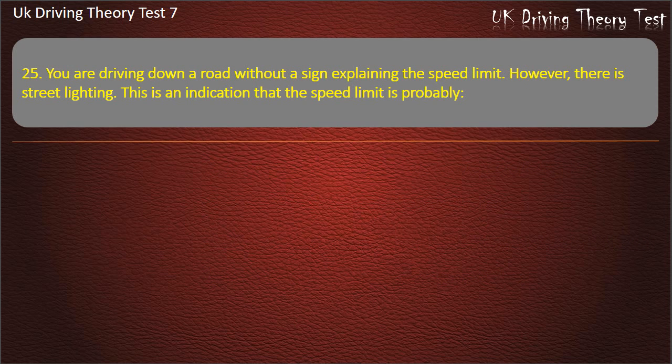Question 25. You are driving down a road without a sign explaining the speed limit. However, there is street lighting. This is an indication that the speed limit is probably 50 miles per hour, 40 miles per hour, 20 miles per hour, 30 miles per hour. Answer. 30 miles per hour.